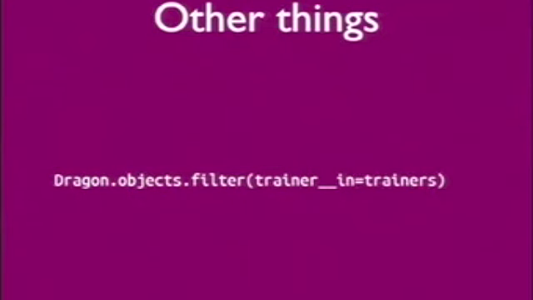So that's quite straightforward. What about this one? Filter trainer in a list of trainers. Well, actually, let's pretend that trainers isn't a list of trainers. Let's pretend it's a query set of trainers, and it's a query set that we haven't executed. What will actually happen here is we'll end up with a subquery.